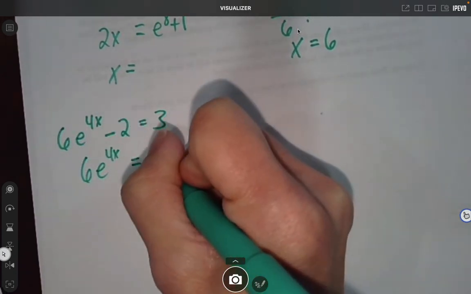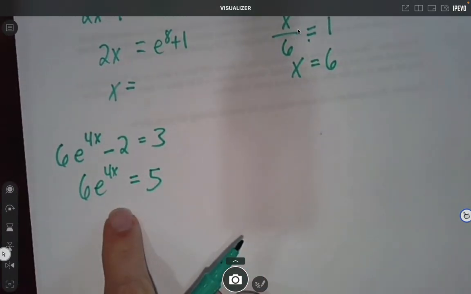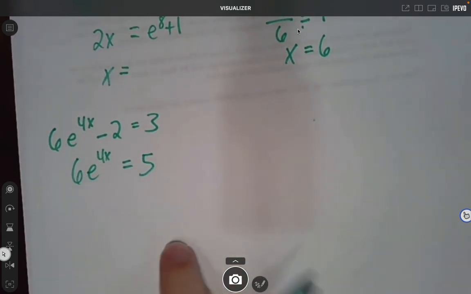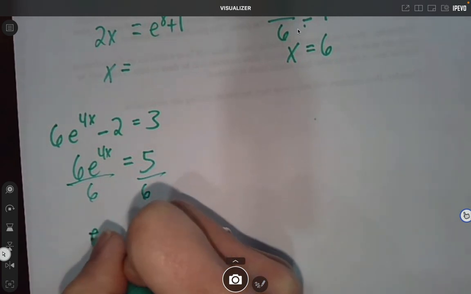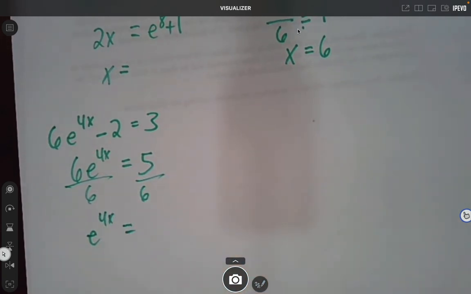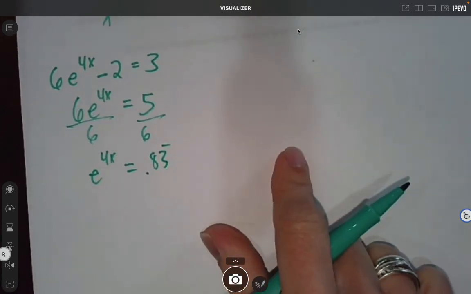Because every time, y'all, you have to have a single natural log or the single e by itself or a single log by itself. Like you're trying to get all of it by itself. Okay, then what do I do? Divide by 6. I'm just going to get some decimal. What is 5 divided by 6? It is 0.83 repeated. And I'm going to go out several decimal places in a second.